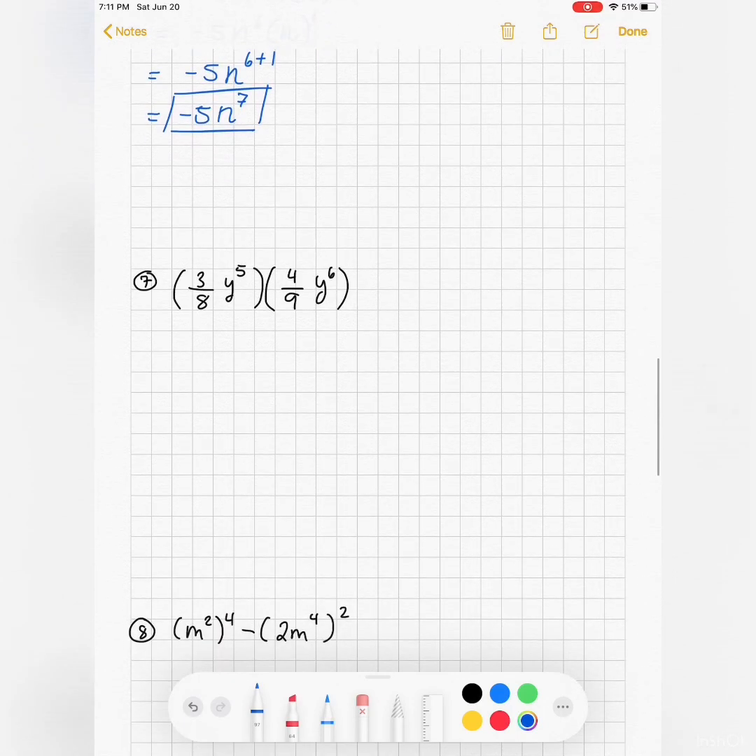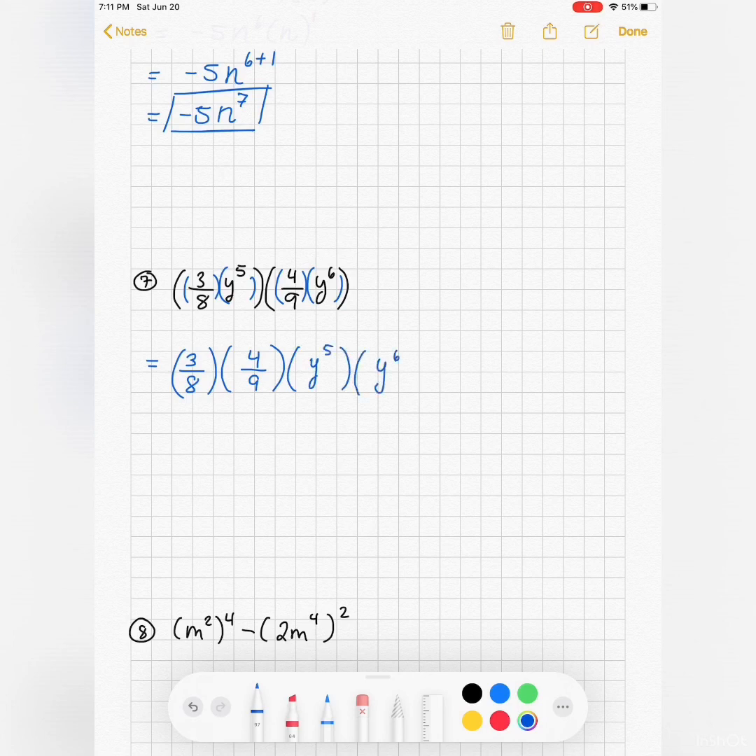Okay, number 7, again, I can rearrange. I really have 4 factors here. Can multiply those in any order. So let me put the constants in the front here. Like so. Okay, let me see. Shall I do some side work here? Let me look at these fractions. So what does that leave me with? 1 over 6. Okay, and then y to the 5 plus 6.